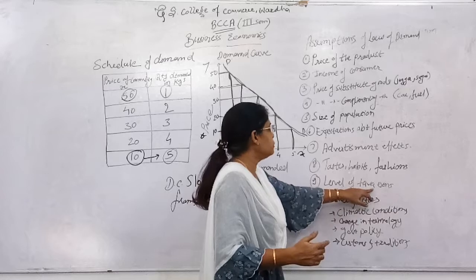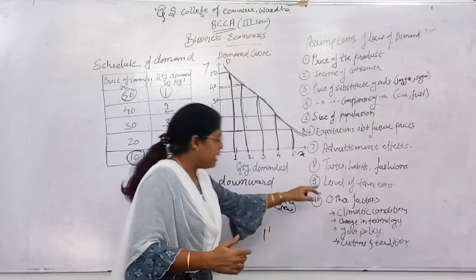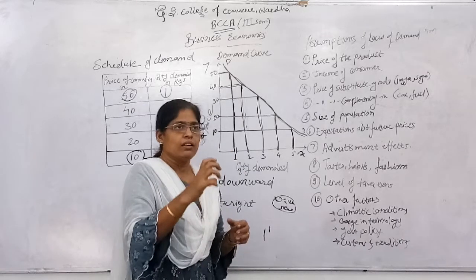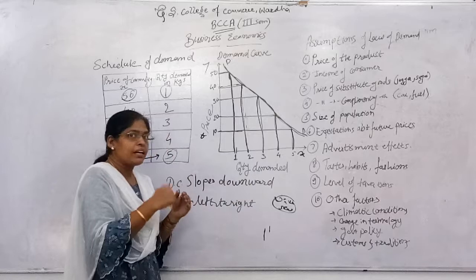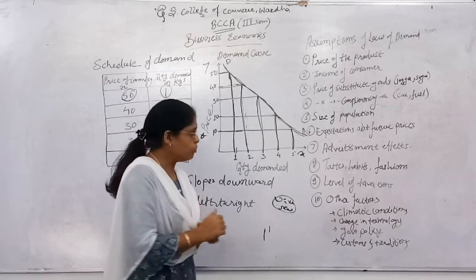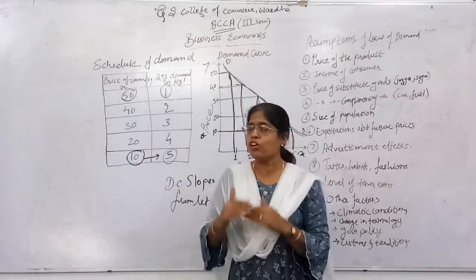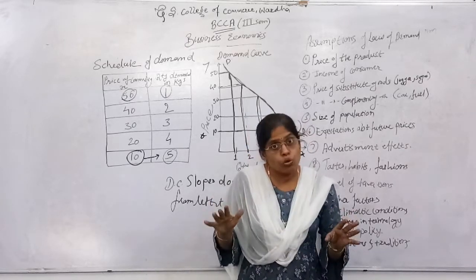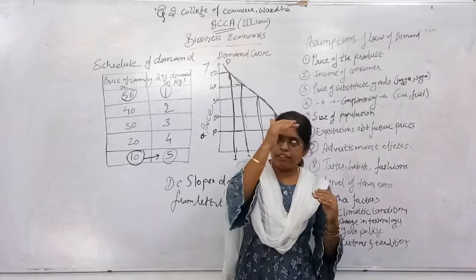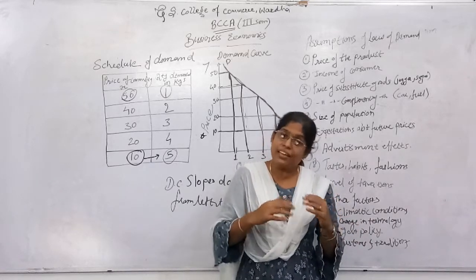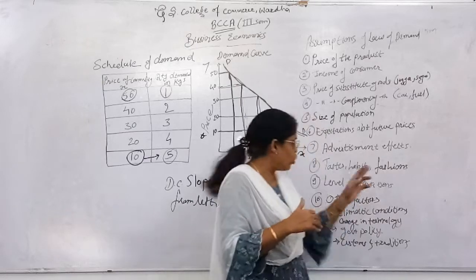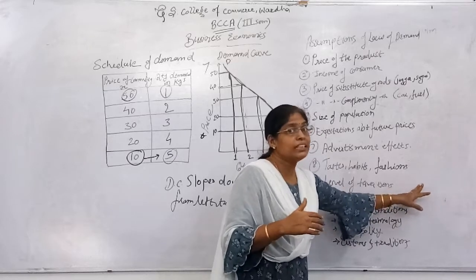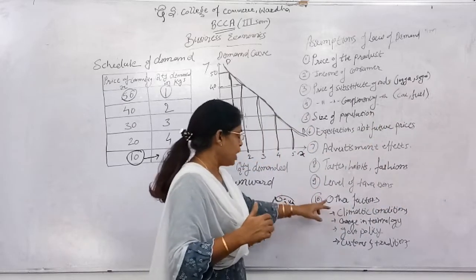Now, levels of taxation. Many times we get certain goods in the market at higher rates. If the level of taxation of a specific product is high, then people will not buy that product. They will wait for some change in the taxation policy and then buy those products. So levels of taxation is also an important factor, one of the determinants of the law of demand.